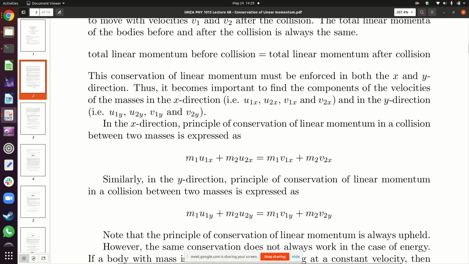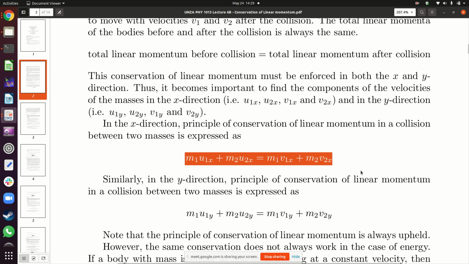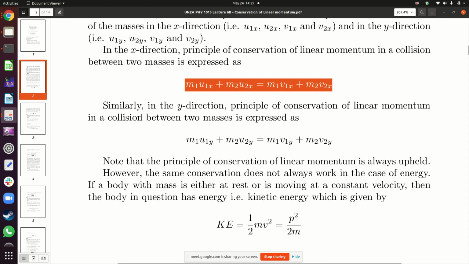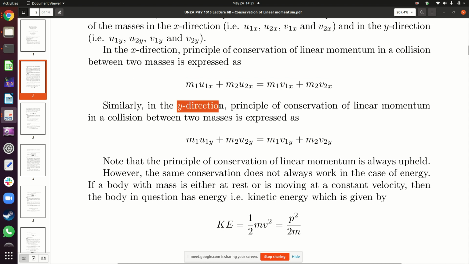So this is how we express our conservation of linear momentum along the x direction. We can do a similar thing along the y direction. Along the y direction, we can also impose this principle of conservation of linear momentum to say that even along the y direction, the total linear momentum before collision and after collision needs to be the same.